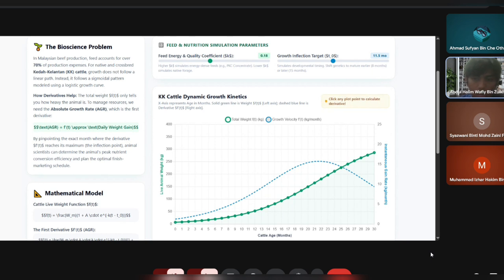Importance of studying this bioscience problem. Studying this problem is important because feed costs account for more than 70% of livestock production expense. By understanding the growth pattern of cattle, farmers can identify the most efficient feeding period. This improves productivity, reduces waste, lowers costs, and increases profit. It also supports sustainable livestock farming and helps ensure a stable food supply.